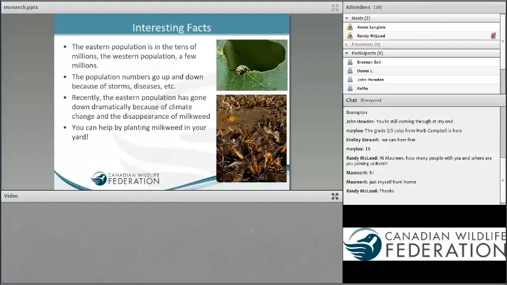Luckily, you can help, because one thing that we can do to help out monarchs is actually to plant milkweed. So if you can, tell your parents about this and perhaps plant milkweed in your garden. And if you see milkweed in your area, keep an eye out on it and you might see a monarch.